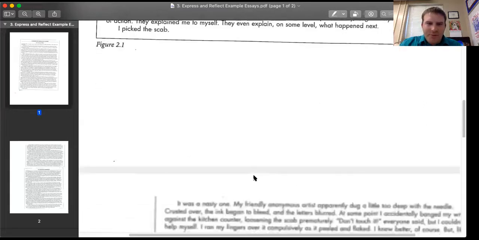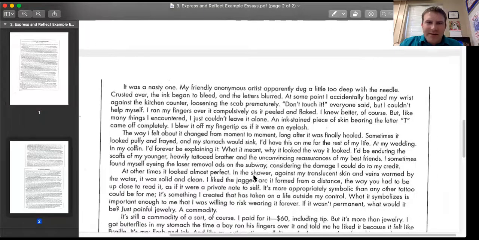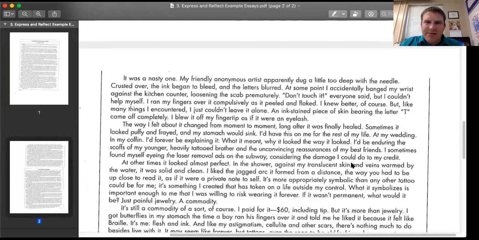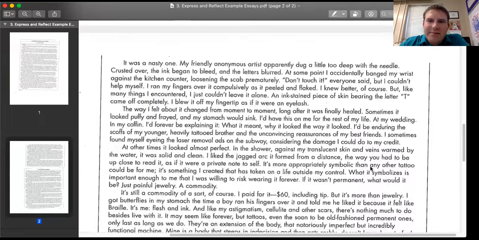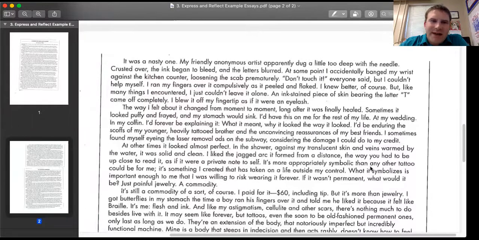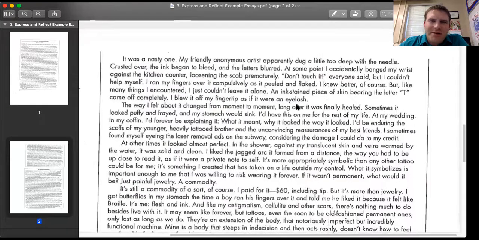It was a nasty one. My friendly anonymous artist apparently dug in too deep with a needle. Crusted over, the ink began to bleed and the letters blurred. At some point, I accidentally banged my wrist against the kitchen counter, loosening the scab prematurely. Don't touch it, everyone said, but I couldn't help myself. I ran my fingers over it compulsively as it peeled and flaked.